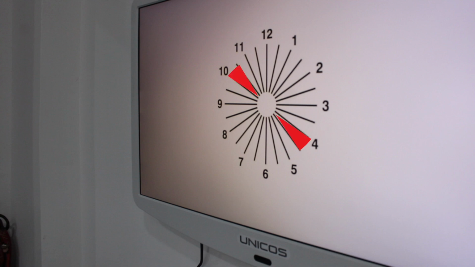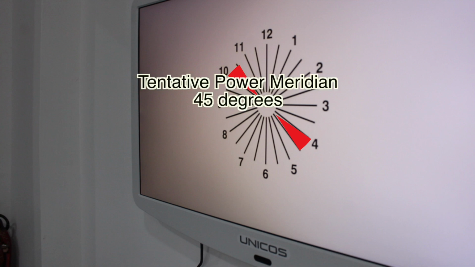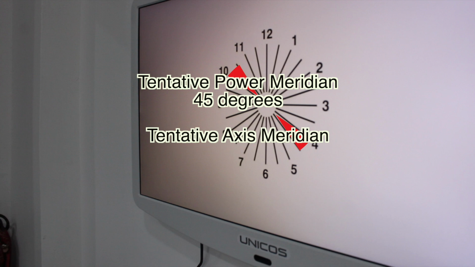Since the patient was able to respond which lines are darker, the examiner has concluded that there is a presence of astigmatism with a power meridian of 45 degrees and an axis meridian of 135 degrees.